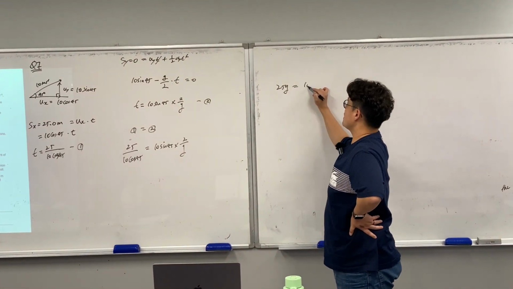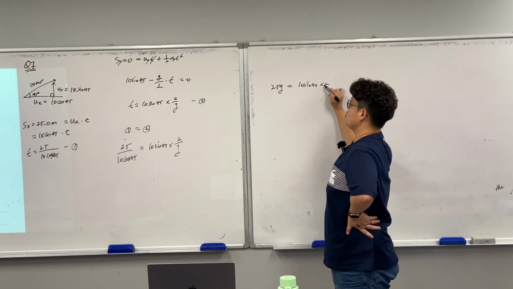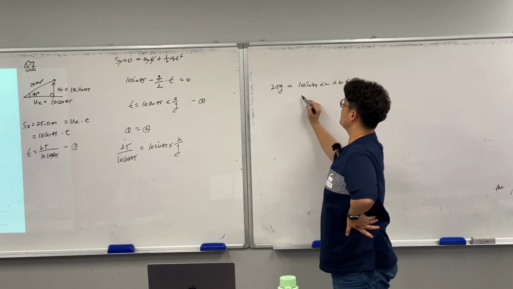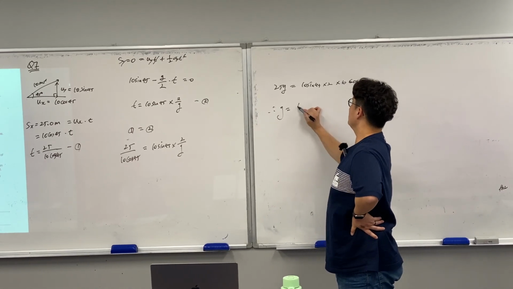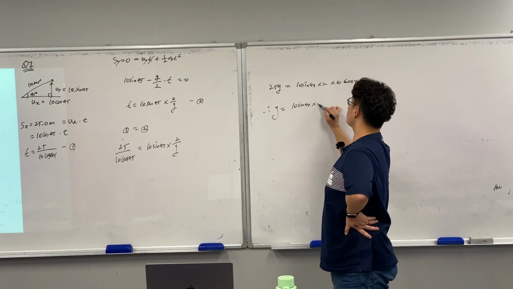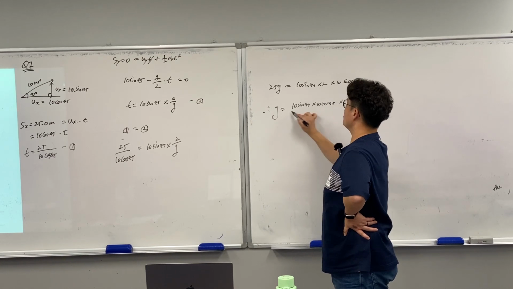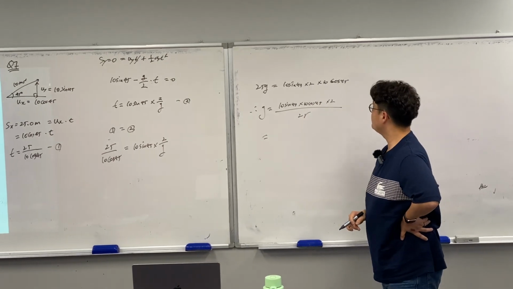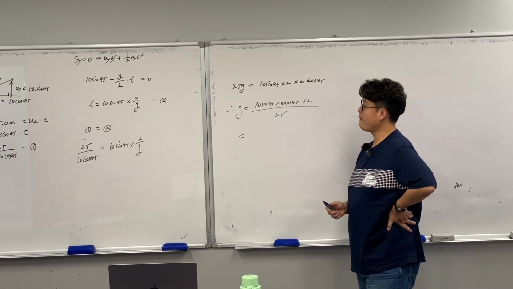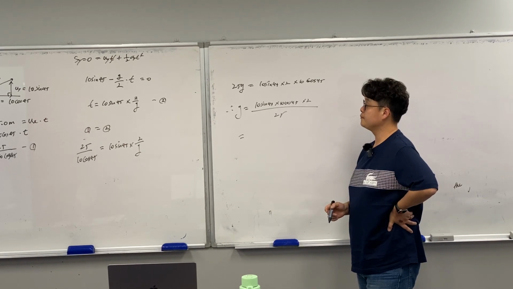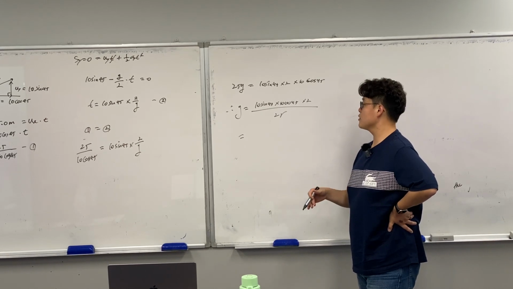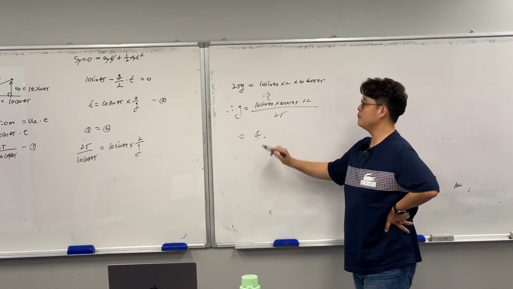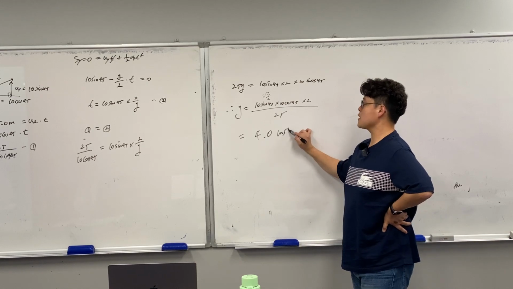25g is equal to 10 sine 45 times 2 times 10 cos 45. Counting that, therefore g is actually 10 sine 45 times 10 cos 45 times 2 divided by 25. That should be the right value. Give me a 4. Root 2 on 2, root 2 on 2. Yeah, it'll be 4. Yep, it'll be 4.0 meters per second squared.